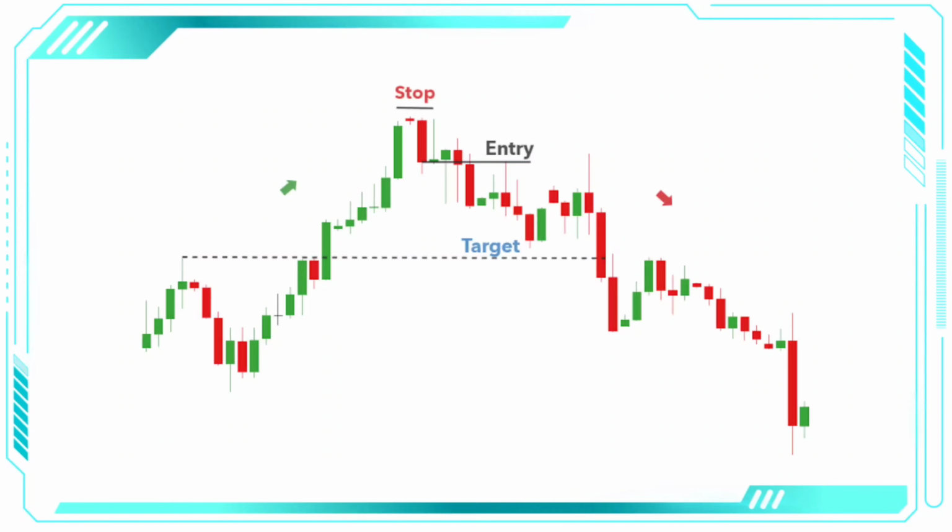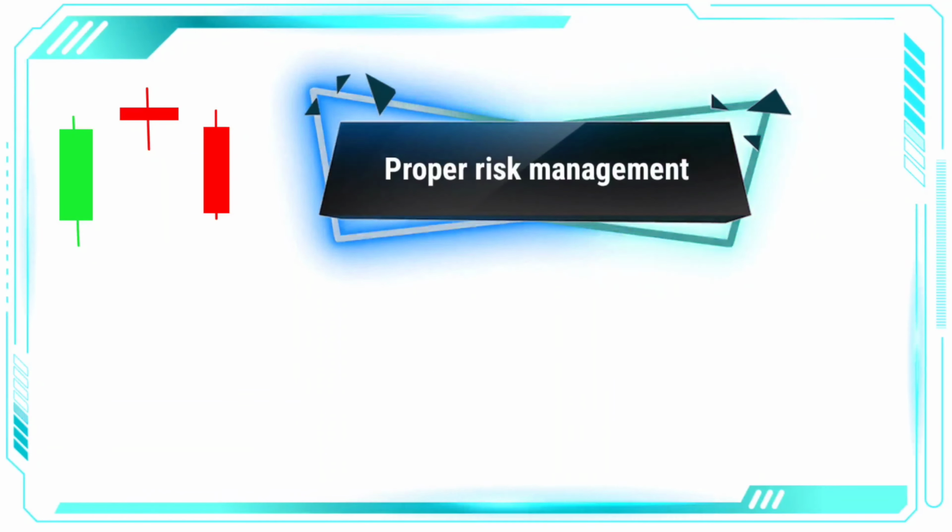The evening star pattern is a powerful reversal pattern that traders can use to identify potential trend changes. It's important to wait for confirmation before entering a trade, such as a break below a support level. Remember to always use proper risk management and follow your trading plan.